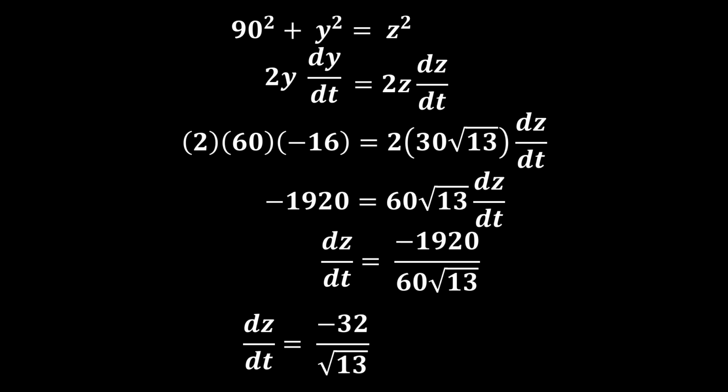If you type this in your calculator, this is approximately negative 8.87. And so this is the rate of change of the distance between the third base and the player. As you can see, it's negative because that distance is getting smaller, or decreasing. The unit for this is feet per second. This is the answer to the problem.